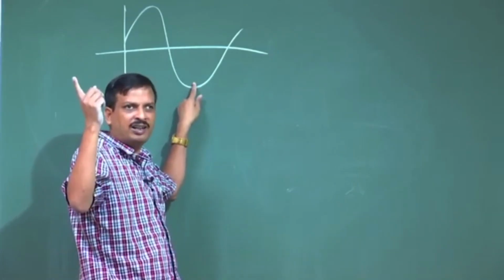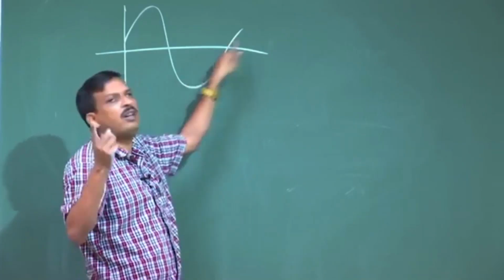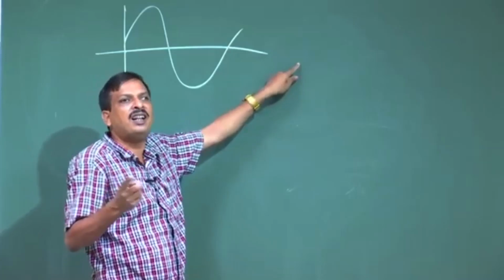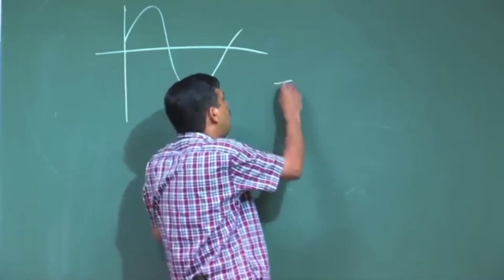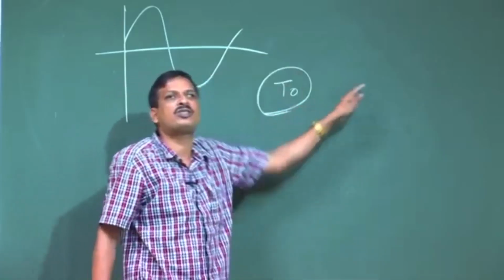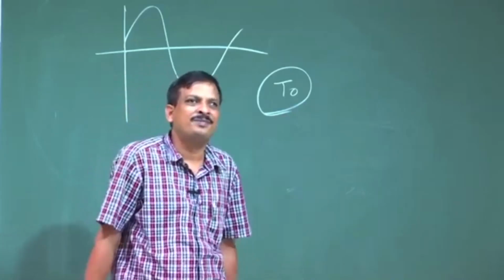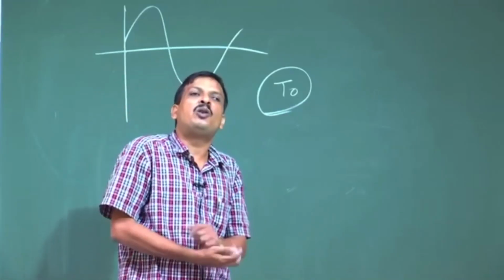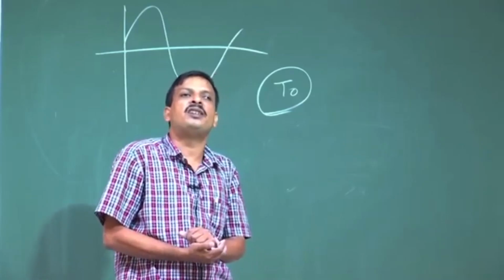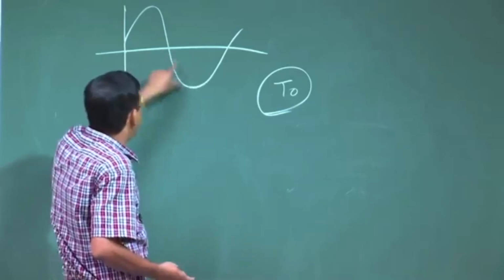We calculate the number of zero crossings per second, and then I find out the T0 value for which the signal crossed the zero line 2 times. That is called zero crossing based F0 detection. But what is the problem? In this case it is okay.